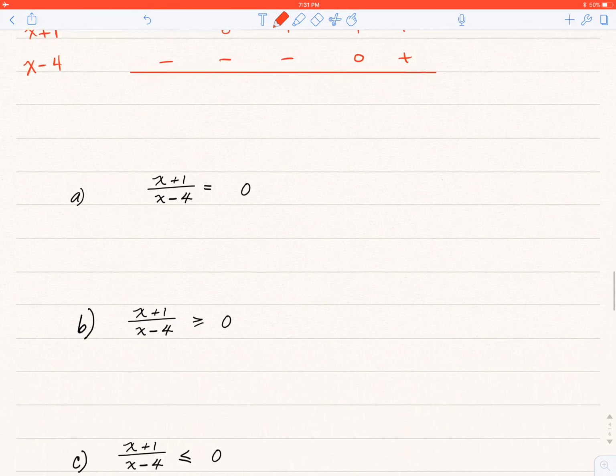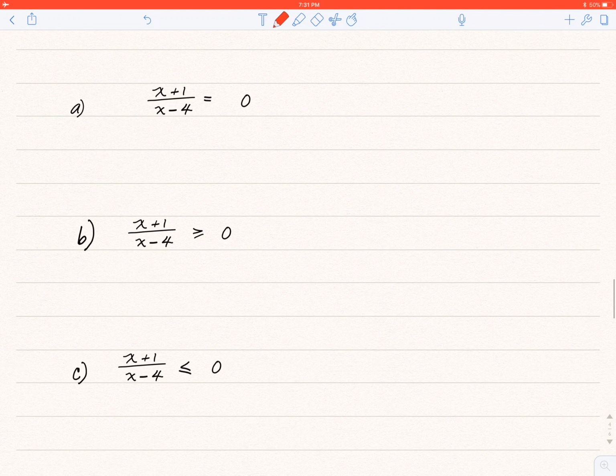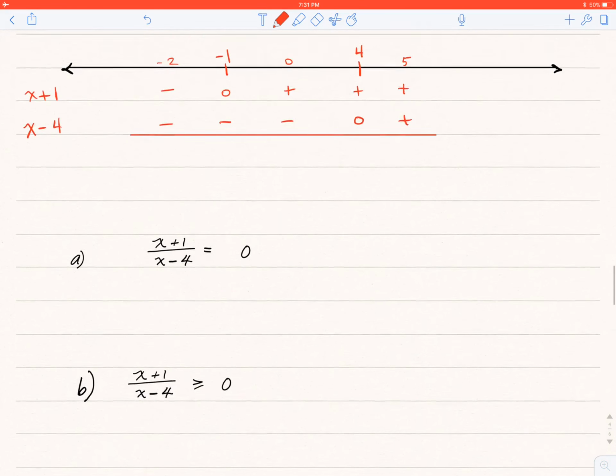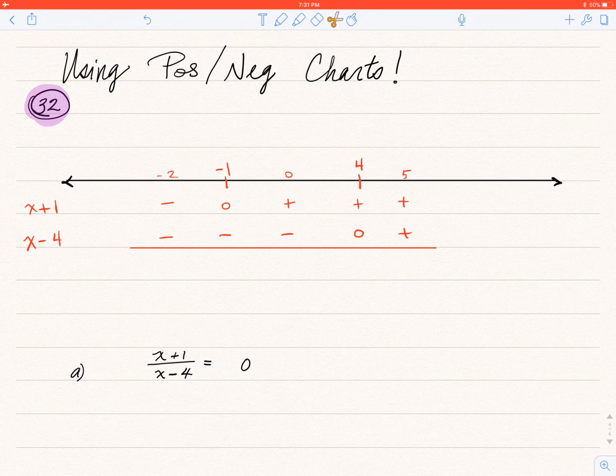And what we're going to do, notice that each of these 3 questions is asking me to divide my 2 factors, x plus 1 divided by x minus 4. What we're going to do is take our signs and divide them. We're going to take a negative divided by a negative. We know that negative divided by negative is equal to a positive. Two negs make a pos.